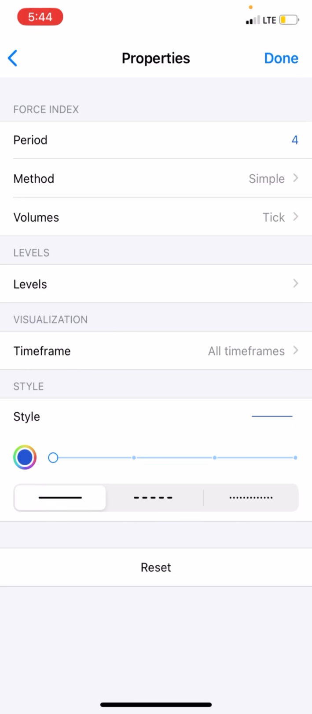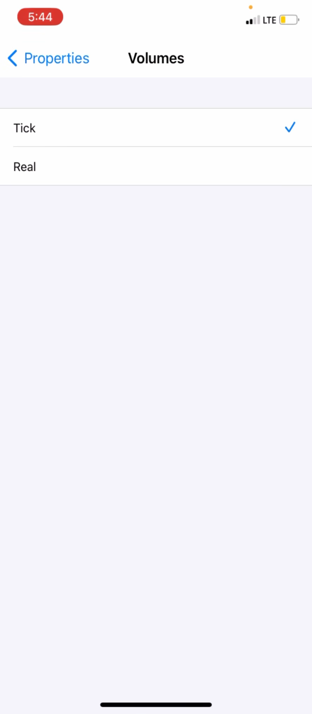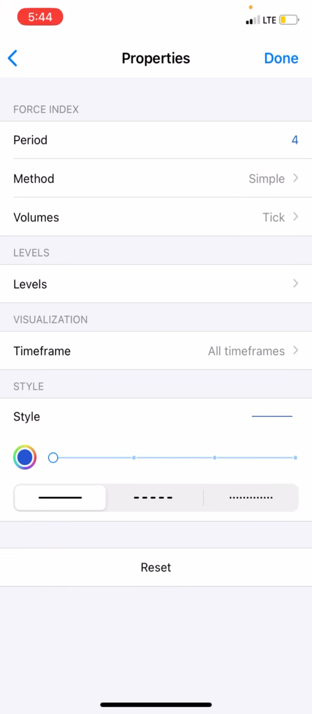All right, so the first is the first index, which would go with the period of 4. Method should be simple. Volumes, you just choose tick for volumes. There are no levels needed on this, so we don't need to add any level. For visualization you just need to leave it at all time frames. And please, if your chart has a white background, select colors that will be visible. That means if the background of your chart is white, go for dark colors. If the background is dark, you go for bright colors, just like we normally do. So you click done when you're done with that.